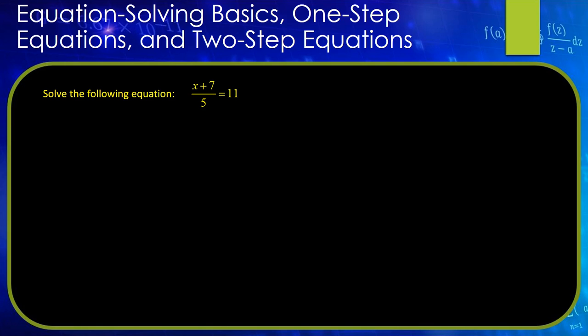I have an extended fraction bar with x plus 7 on top and division of 5 on the bottom. This is completely different than the one we had previously. Again, the one we had previously, if you remember, I'm going to write it more over here. The previous problem was x over 5 plus 7 equals 11. And many students will look at the previous problem and this as being the same thing.